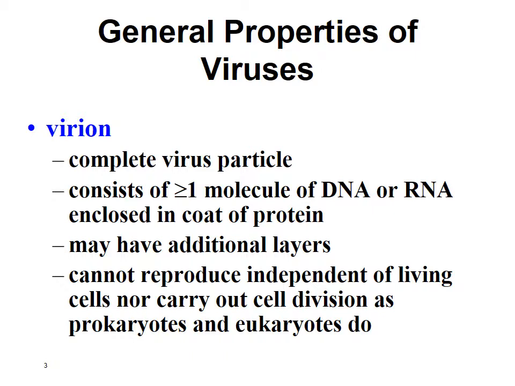So in summary, viruses are different from living cells in at least three ways. One, their simple acellular organisation. Two, the presence of either DNA or RNA as their nucleic acid, but not normally both. And three, their inability to reproduce independently of cells and carry out cell division as prokaryotes and eukaryotes do.